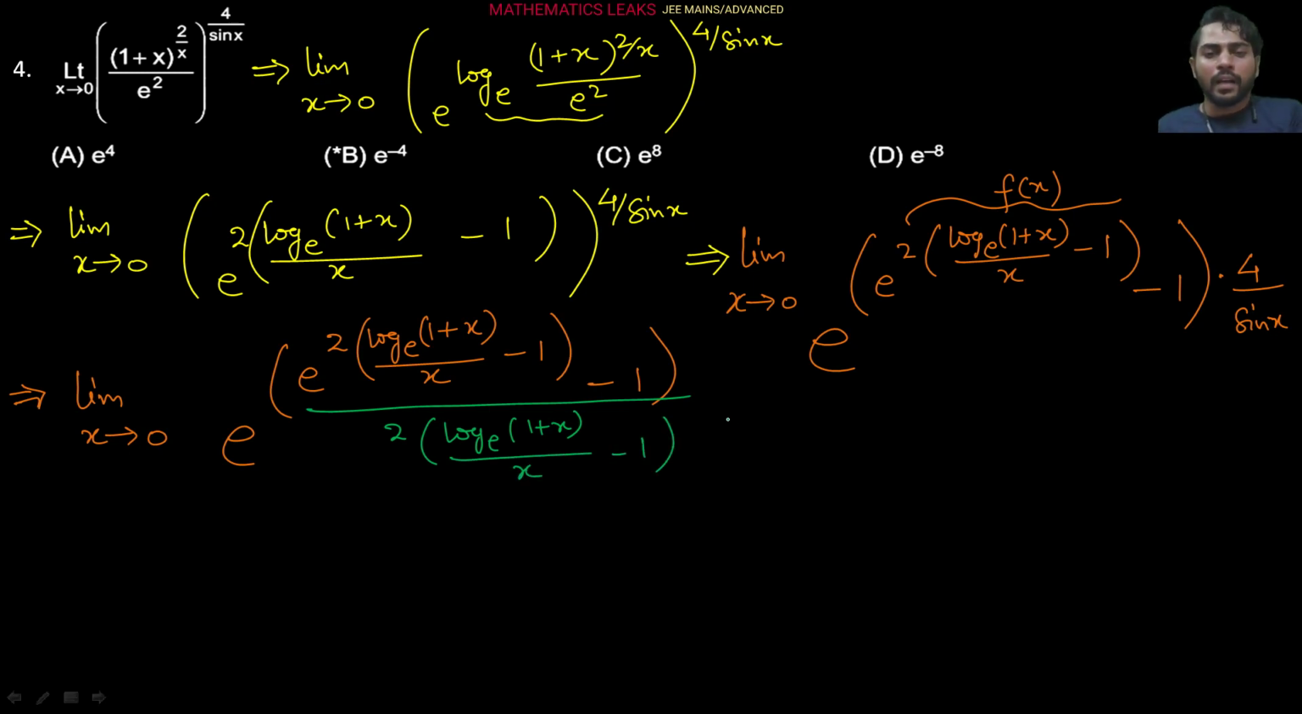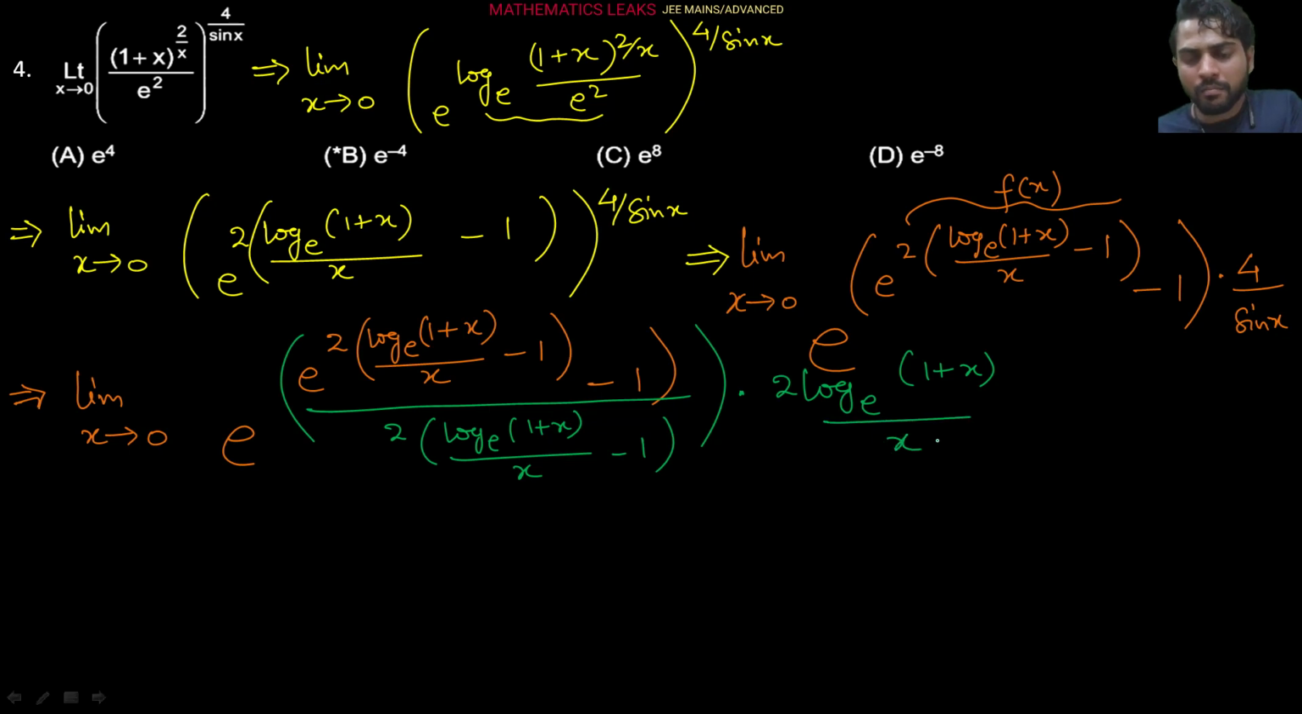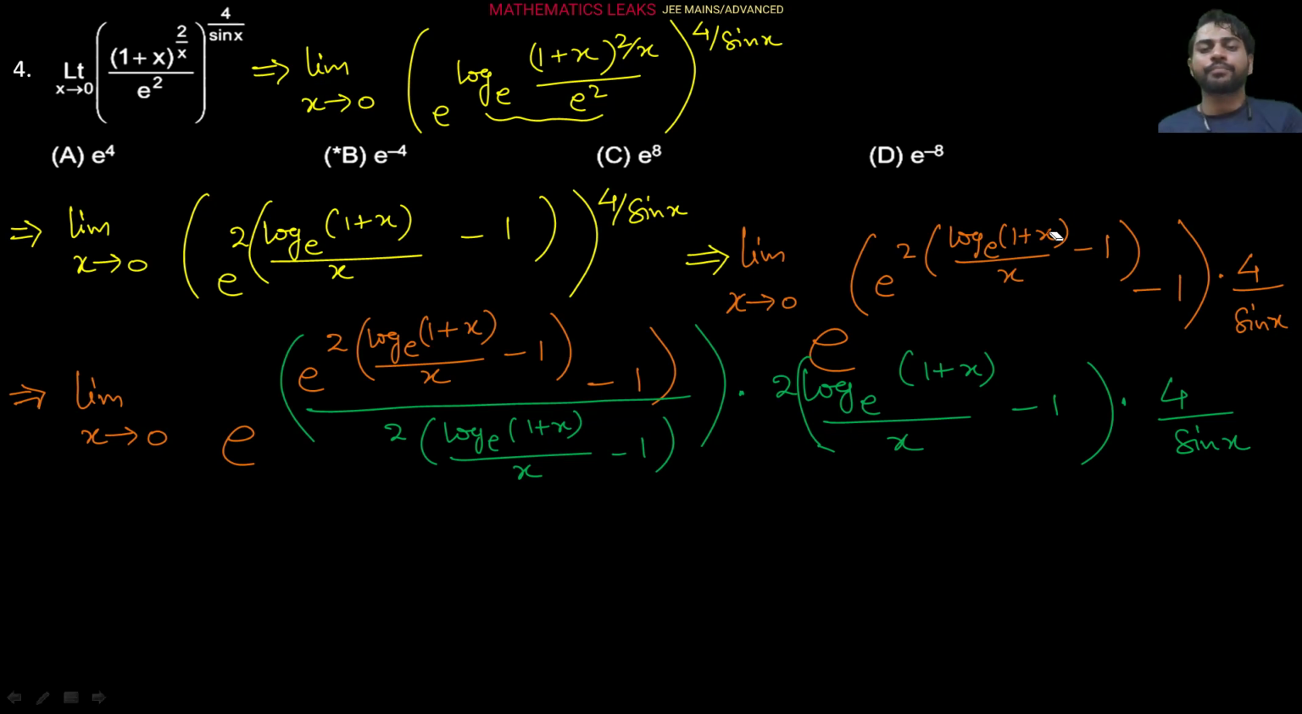Right? As well as, the same quantity that we wrote in the denominator, we have to multiply in the numerator. So that is 2 times log base e of (1 plus x) upon x, minus 1. So we are multiplying this quantity also in the numerator, into 4 upon sin x, as written here. Right, everybody? So that it is.